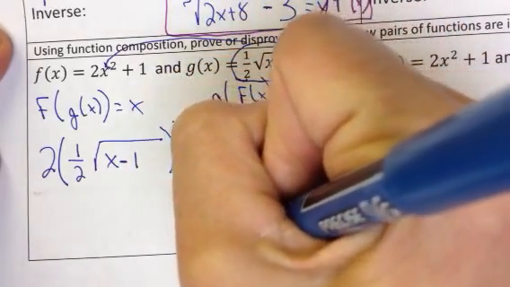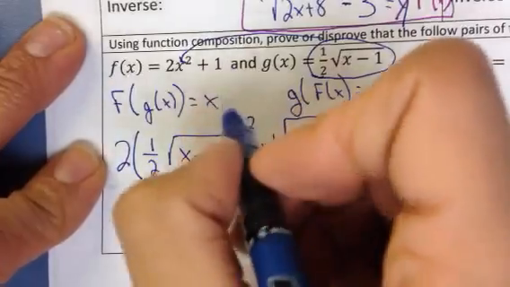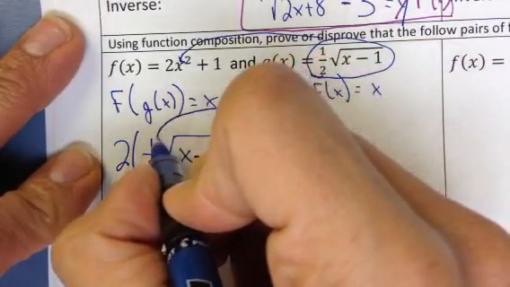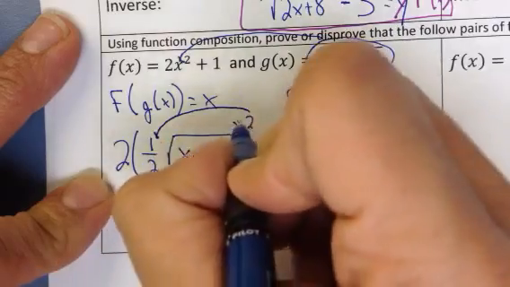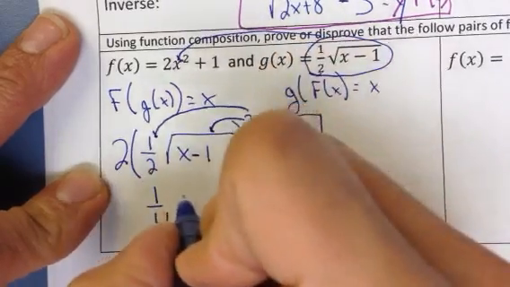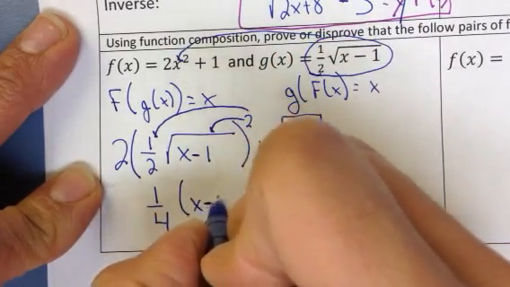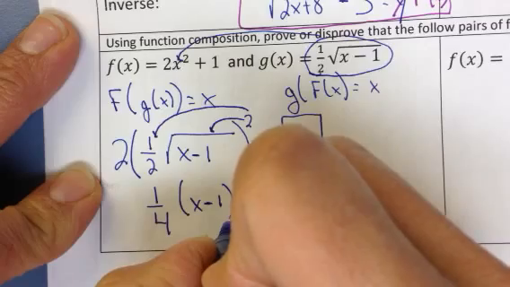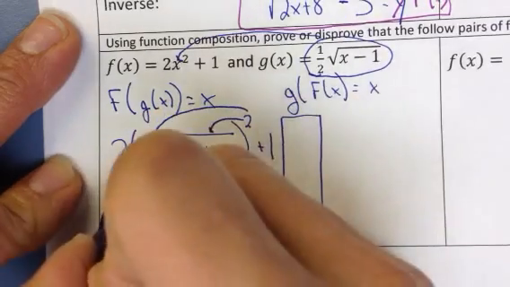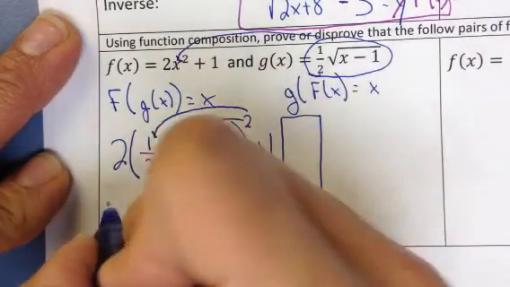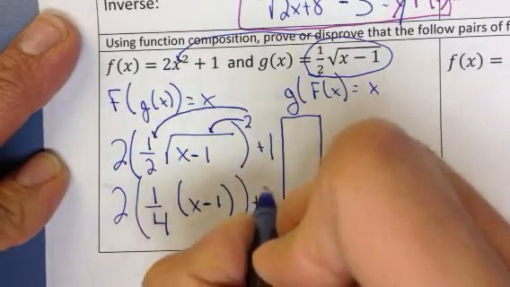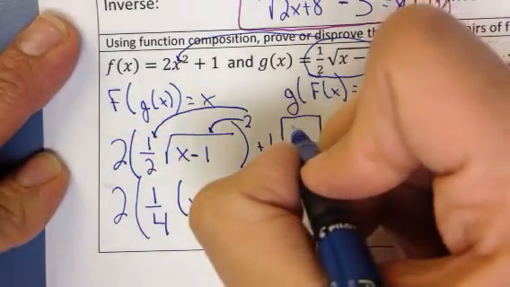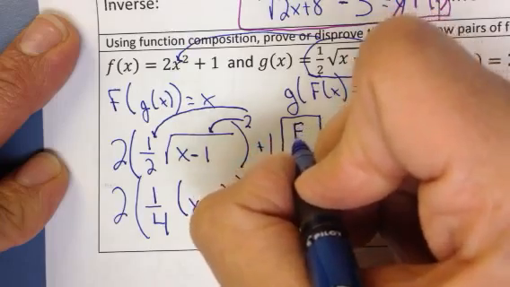So the first thing I'm going to do to clean this up is just square both things in here. So I'm going to square the 1/2, so that means 1/2 times 1/2, which is a 4th. And I'm going to square the square root, which gets rid of the square root, and I have x minus 1. Okay? Now I still have a 2 that applies to everything in here, so I'm just going to put that right here. So the first thing I dealt with was the exponent.